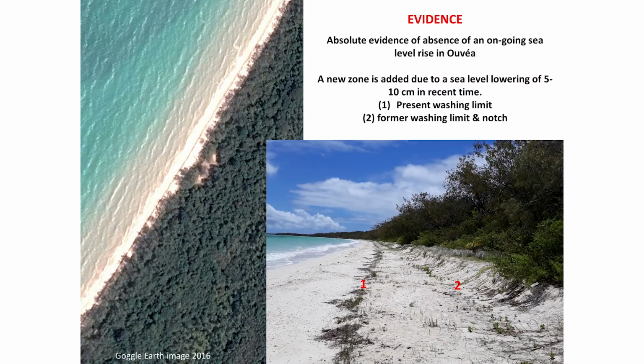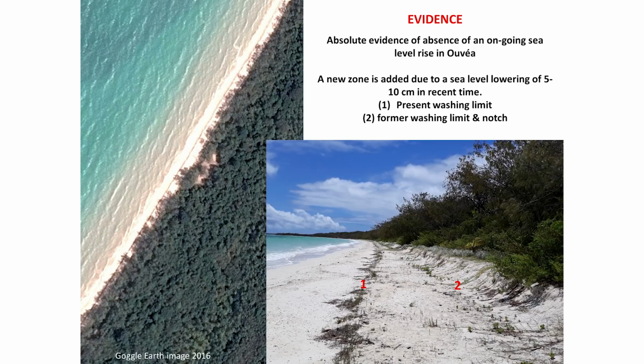Then, and this is interesting, you can see this huge beach, and if you look at this, this is the present shore. Not so long ago, the washing limit of the sea went here. The washing limit. The high, the waves, and here you have the new washing limit. So the sea has not risen. It has gone down 5 centimeters. This level is 5 centimeters higher than that level.